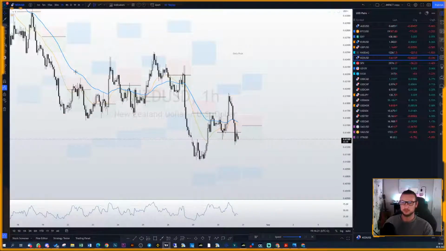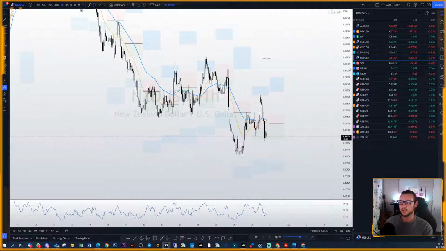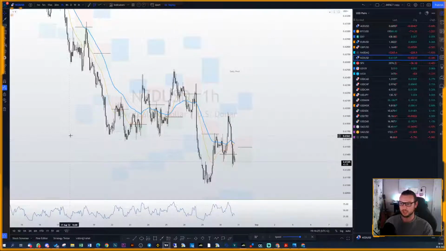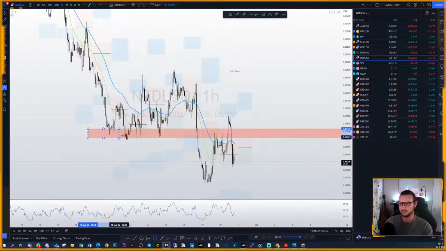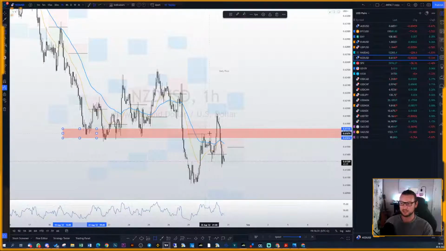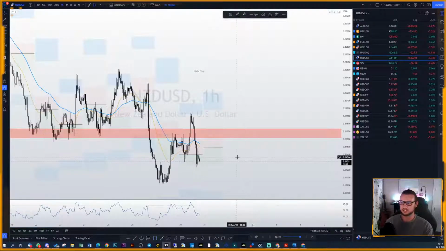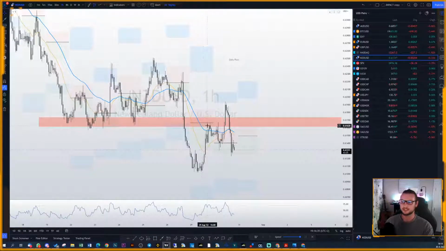You have multiple resistance zones, right? So these lows were taken out, okay? These lows were taken out, so that's important to look at. If price comes back and you have multiple indicators lining up here showing you that there is a high probability of the market not going higher and going lower here, then you should take that shot.